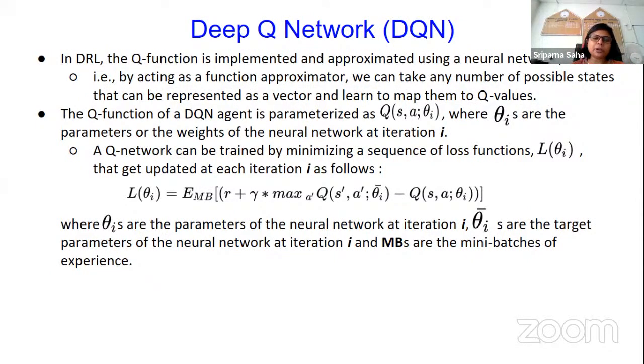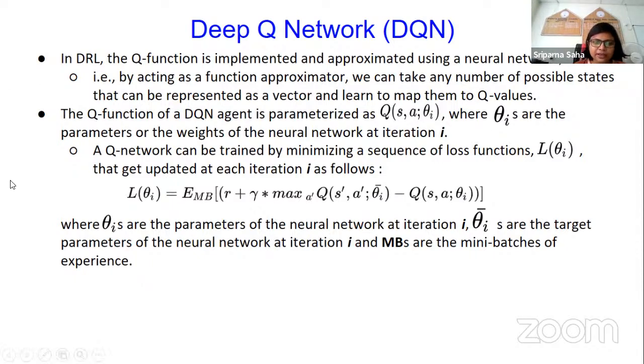So the Q function of a DQN agent is parameterized as Q(S, A, theta i), where S is the current state, A is the action, and theta i are the parameters or the weights of the neural network at iteration i. A Q network can be trained by minimizing a sequence of loss functions L(theta i) that get updated at each iteration i as follows.